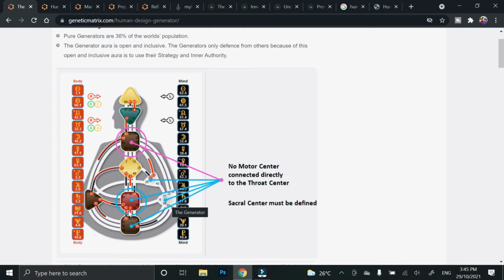And so to summarize, the 2 distinguishing characteristics of a generator are, number 1, they have a defined sacral center, and number 2, there is no motor connection to the throat. This is actually indicated over here. Directly or indirectly, no connection to the throat.